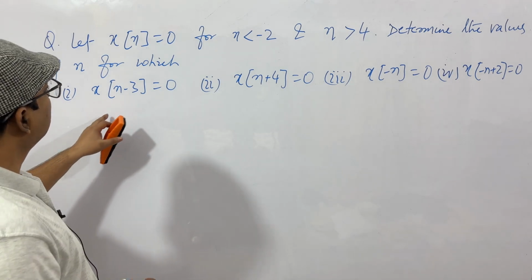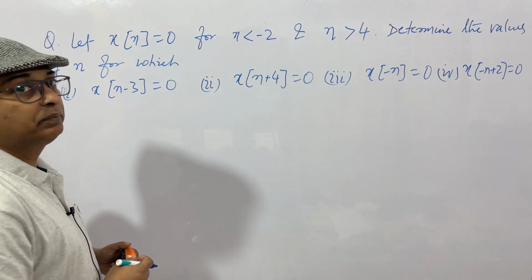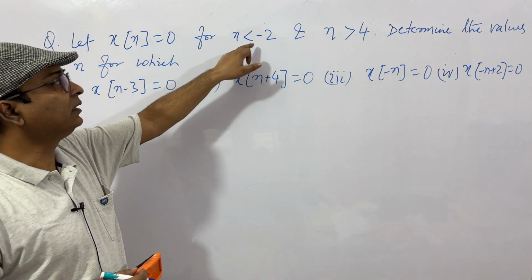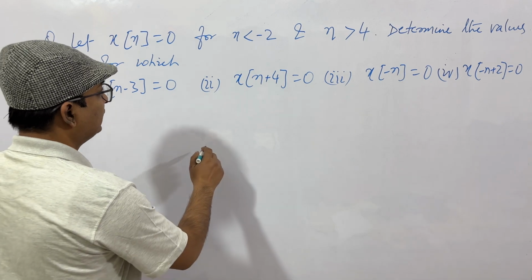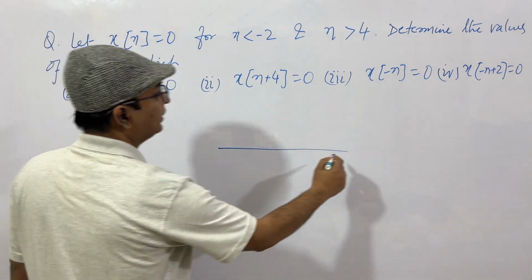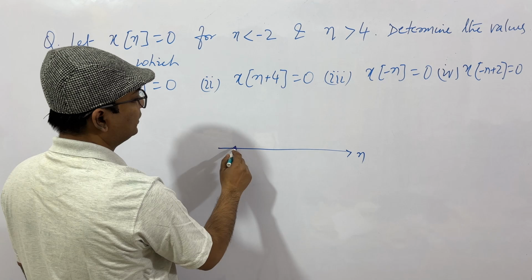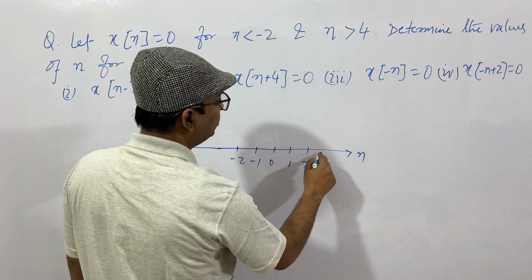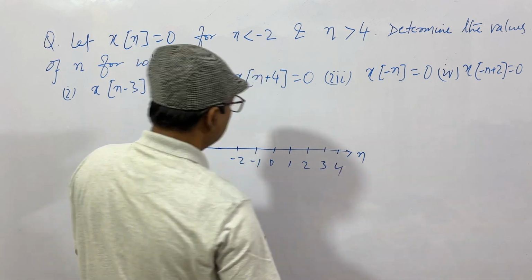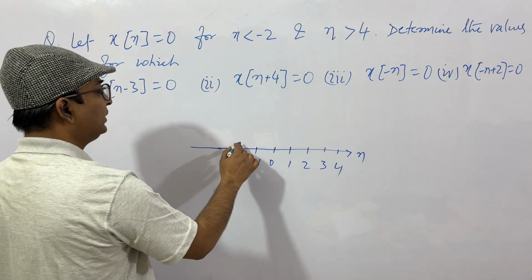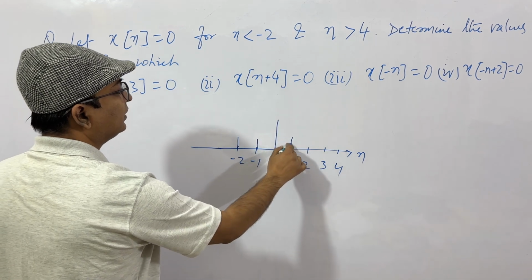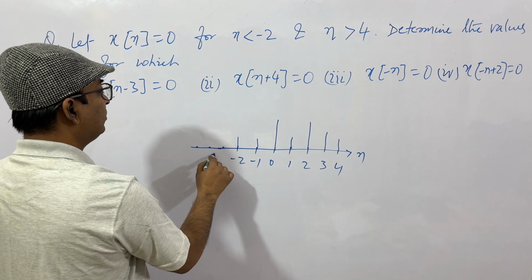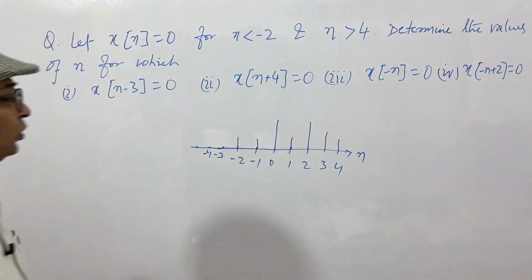Let's see some very basic but concept-building questions on discrete signals. The question is, let x[n] equal 0 for n less than minus 2 and n greater than 4. That is, if this is n, then marking minus 2, minus 1, 0, 1, 2, 3, 4, whatever the signal is in between, below minus 2 and above 4 it is 0. So, this is the signal.